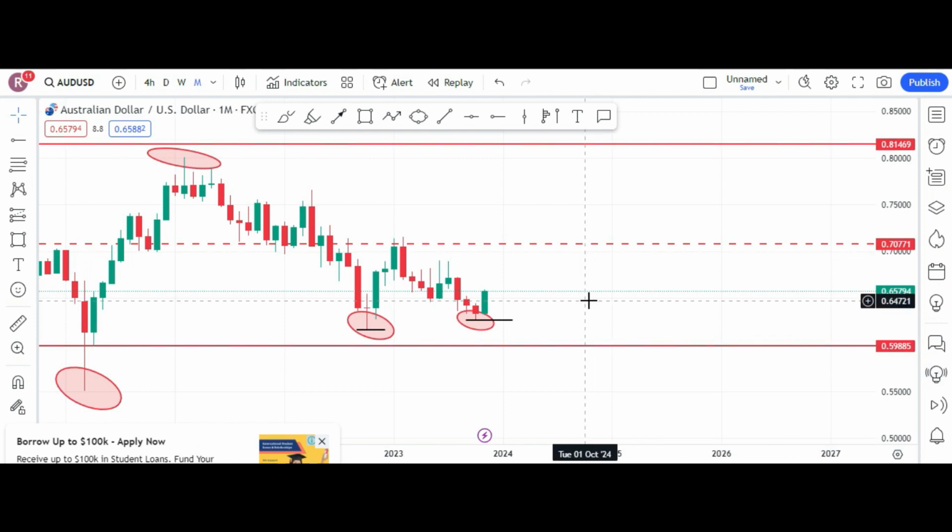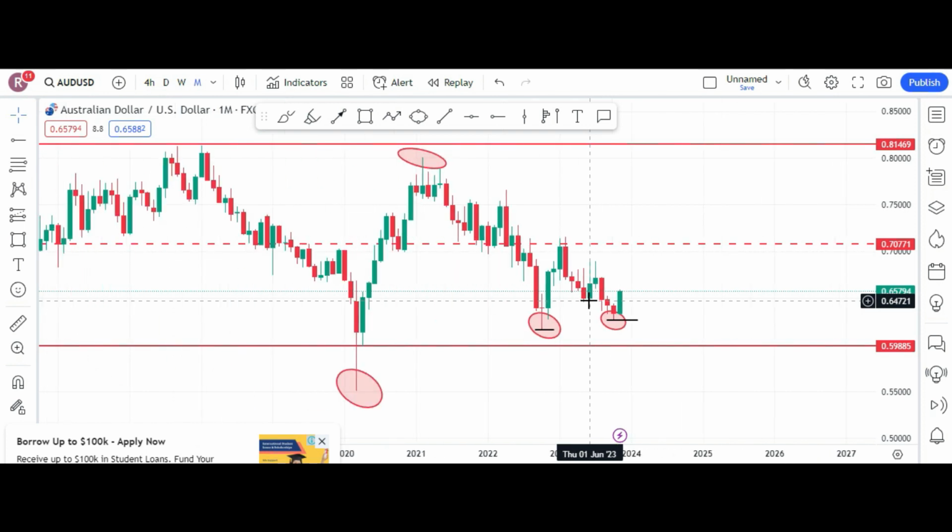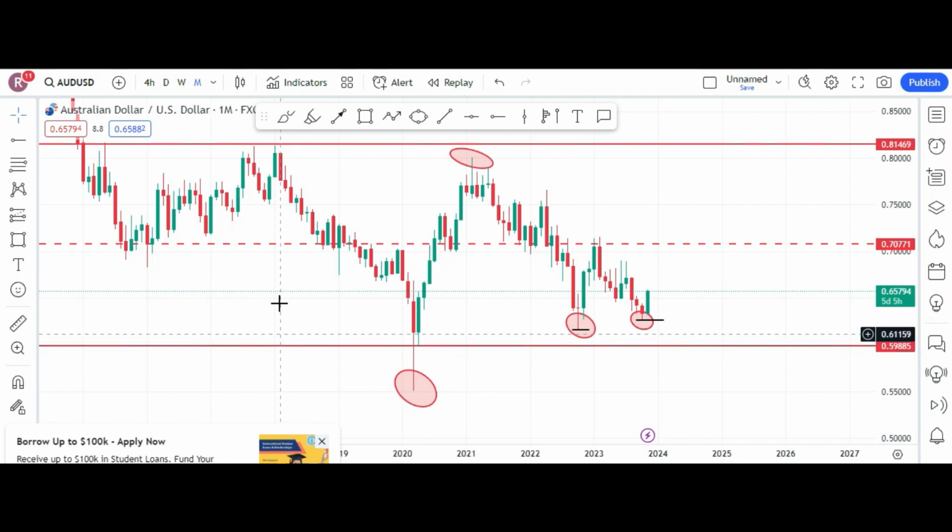Now I'm going to analyze AUD USD. First of all, this is for the new viewers who are viewing for the first time. So this was ranging for a long time. If you can see the range, this is basically the range in the monthly time frame.